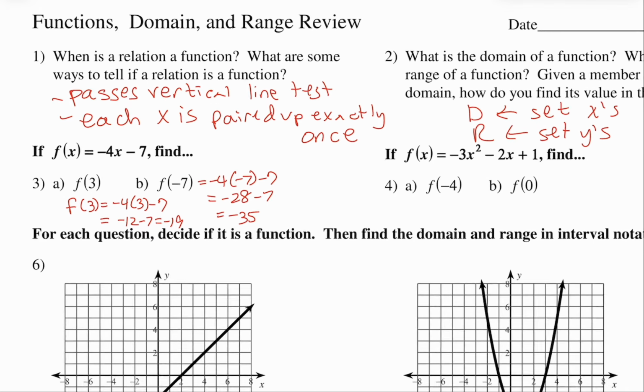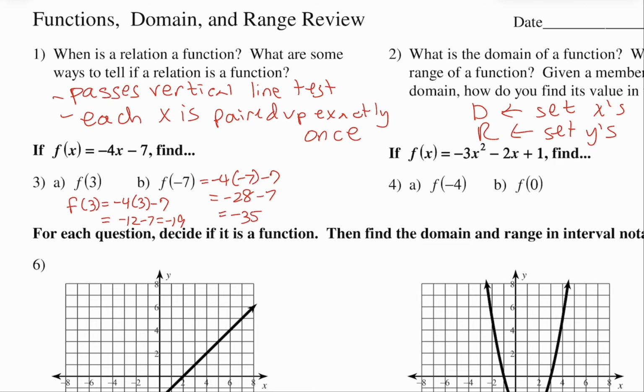So that's what you're going to do for 14. Just input for this one a negative 4 into our function. Be careful of your signs. And then here you're going to plug in 0.